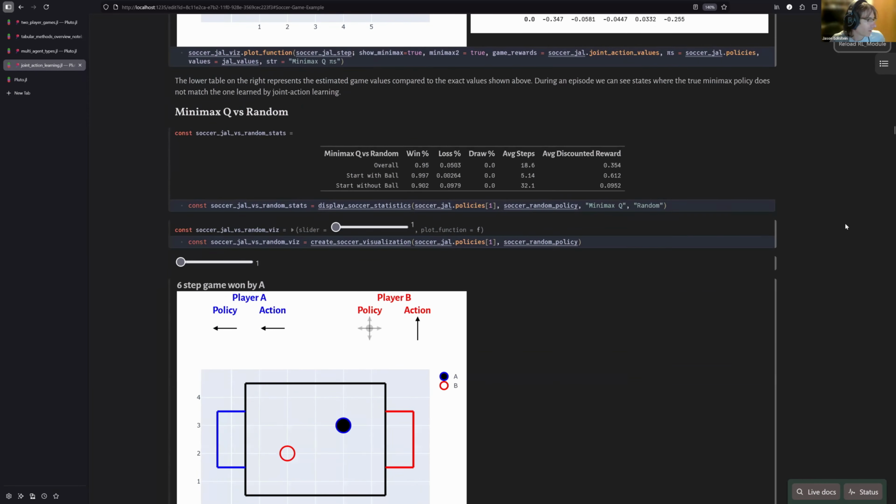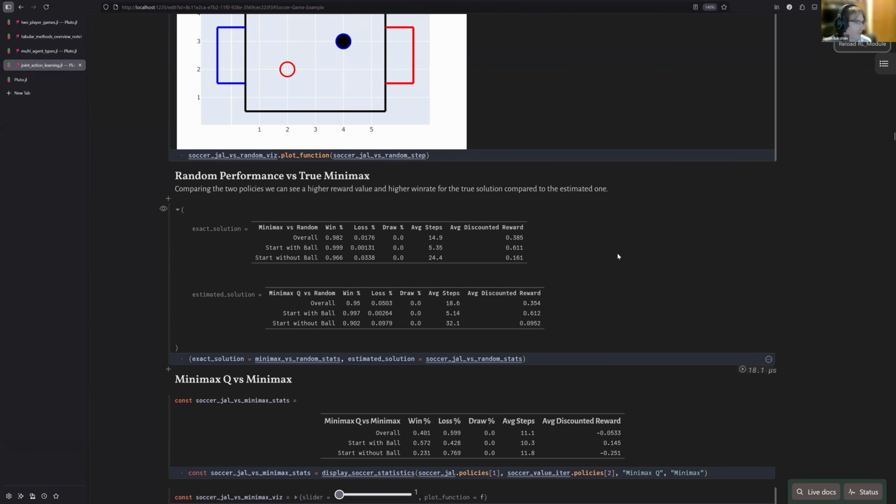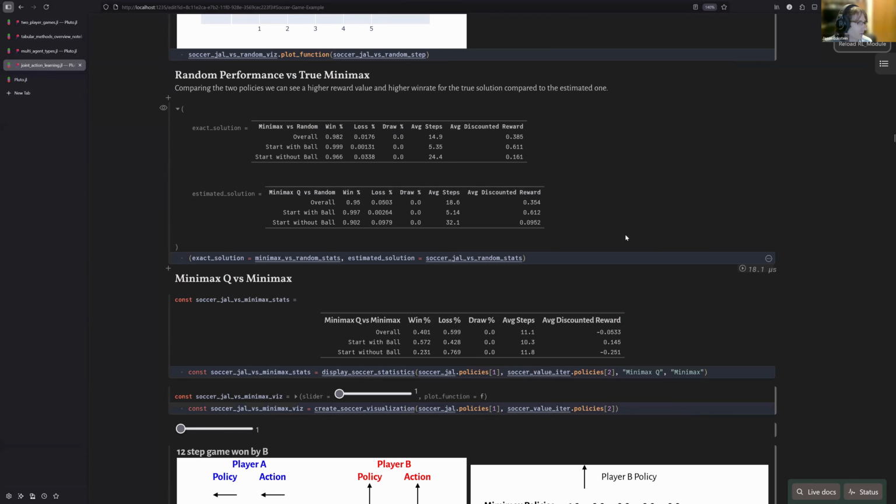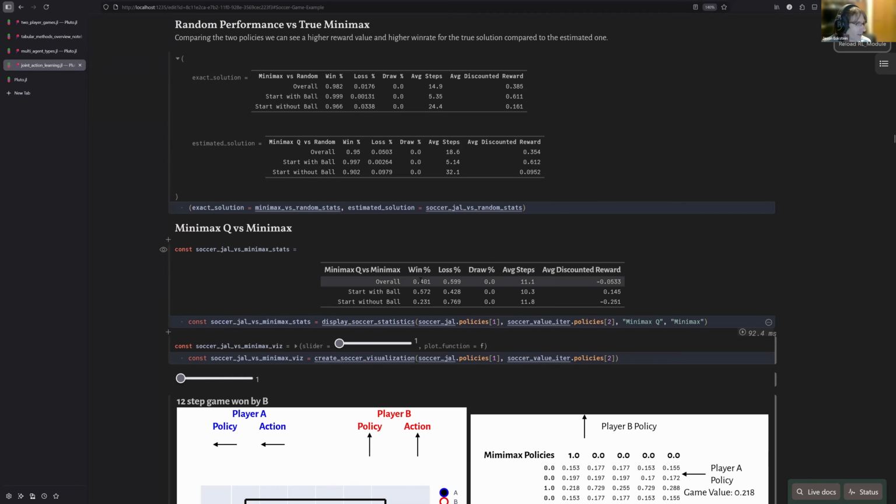The other comparison we can make is we can play the minimax Q directly against the minimax opponent, and it should lose. It shouldn't be as good. We can see that instead of a 50% win rate, it has a 40% win rate, and it does have a negative value here, indicating that it is a worse policy overall. And this is what we would expect, because this random sampling is not going to converge as well to the exact solution.